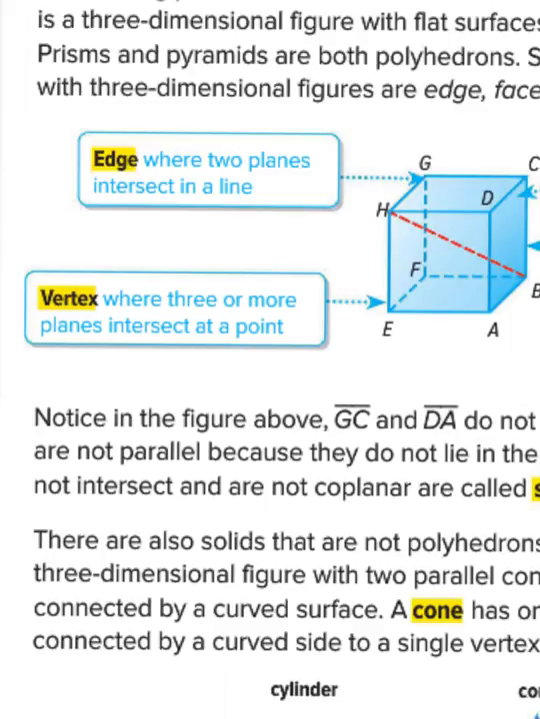So much like the edge of a cliff, we have the edge where two planes intersect in a line. So this is the edge of this cube, for example, or the edge of a table, and so on. So two planes are meeting and they create an edge. Then we have a vertex, where three or more planes intersect at a point. So this would be a vertex right here. We have the bottom plane meeting with the side plane, which meets with the front plane. And all of these three planes or panels are meeting here, and this is what we call a vertex. So pretty much a corner.